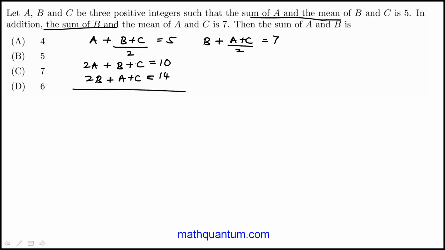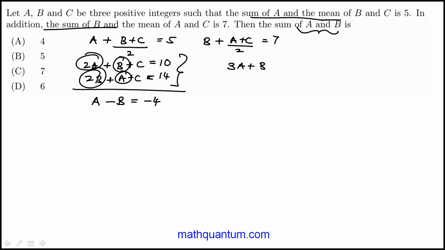Now I'll try to eliminate C, reduce the variables here, and I can do that by subtracting them. And I'll get A minus B, because we have a 2A here, B and 2B, and the C drops out, I get minus 4. Now my interest is the sum of A and B, so if I add this equation as well, I will get 3A plus 3B plus 2C equal to 24.